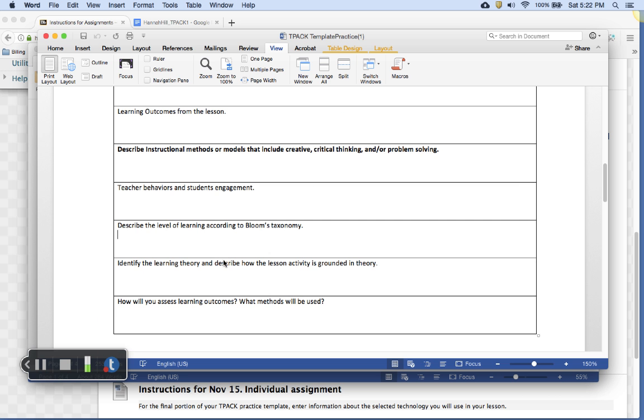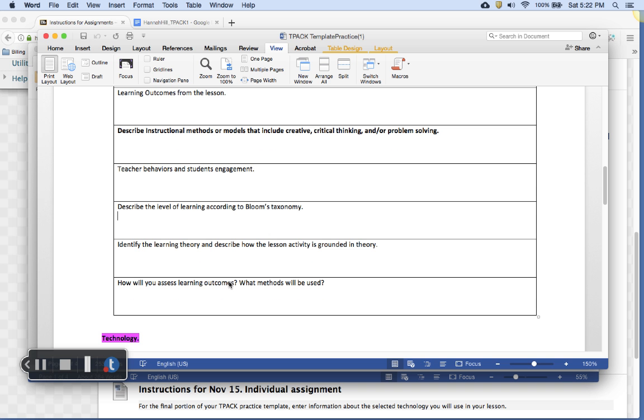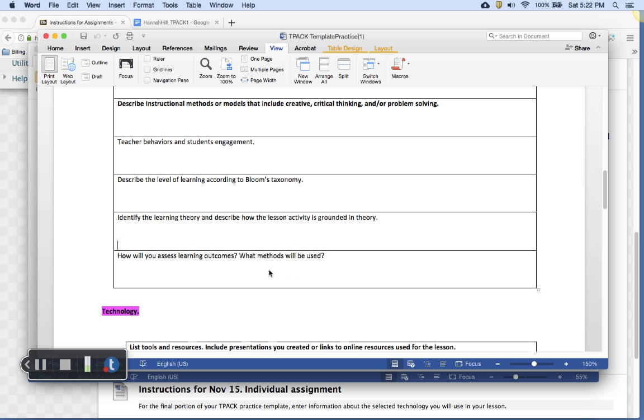Now we'll go on to the learning theory. There are 4 theories, and you're going to identify which of those theories best represents your lesson. Remember, you plan your teaching based on best practices based on theory and research, and that's why this part is included in TPAC.